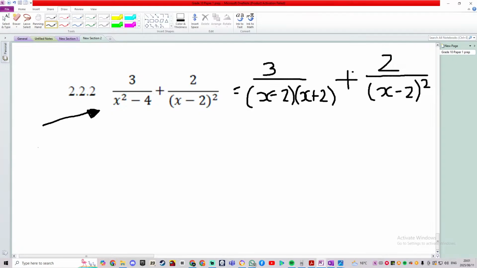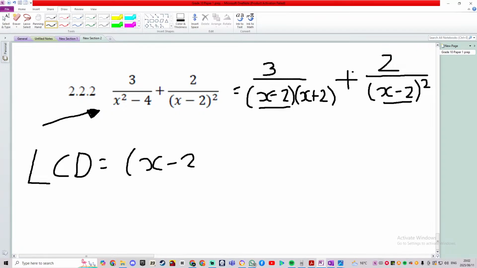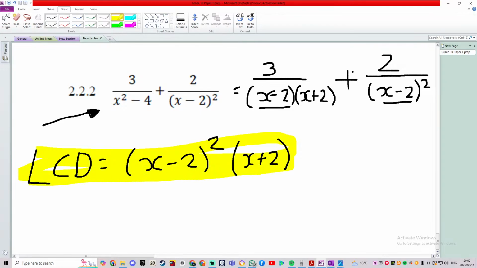Now I have unknowns at the bottom, I have fractions. In this case, I'm going to find myself an LCD. Now, because it's not 4, 6, 8, 12, it's not even numbers or odd numbers, I'm going to take the brackets as they are. And because x minus 2 is already here, repeating, I'm going to take the one with the highest exponent. So my LCD here is x minus 2 squared, but also x plus 2. So this entire thing here is my LCD.